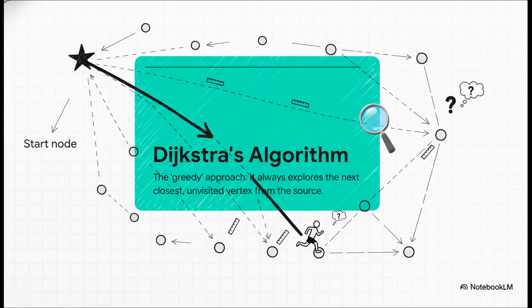Well, at its heart, Dijkstra's is what you'd call greedy. And no, that's not an insult. It just means that at every single step, it makes the decision that looks best right at that moment. It's always asking itself one simple question: of all the places I can get to but haven't visited yet, which one is the absolute closest to my original starting point? And then, it just goes there.